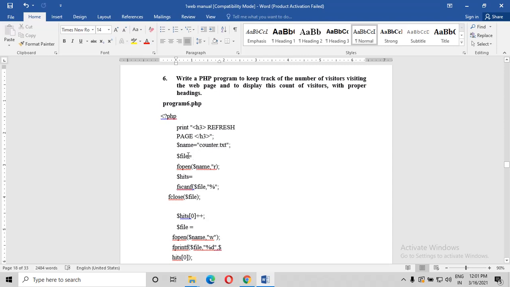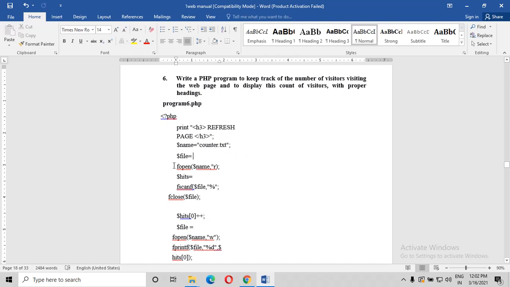What is this file? Please understand this. A file open, fopen, we already know. The fopen function opens a file or a URL. The fopen syntax is the file name and mode, right? You have to mention mandatorily the file name and what mode it is. And if you look into the fopen function syntax, you'll get the include path and the context and all. That's not mandatory.